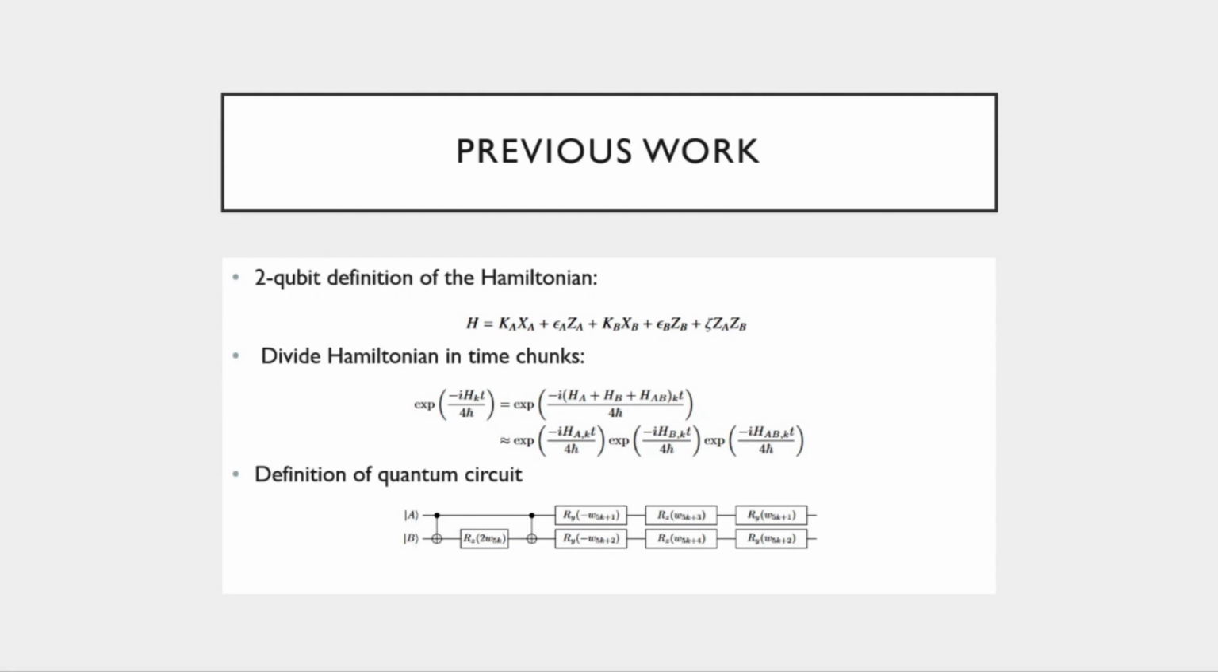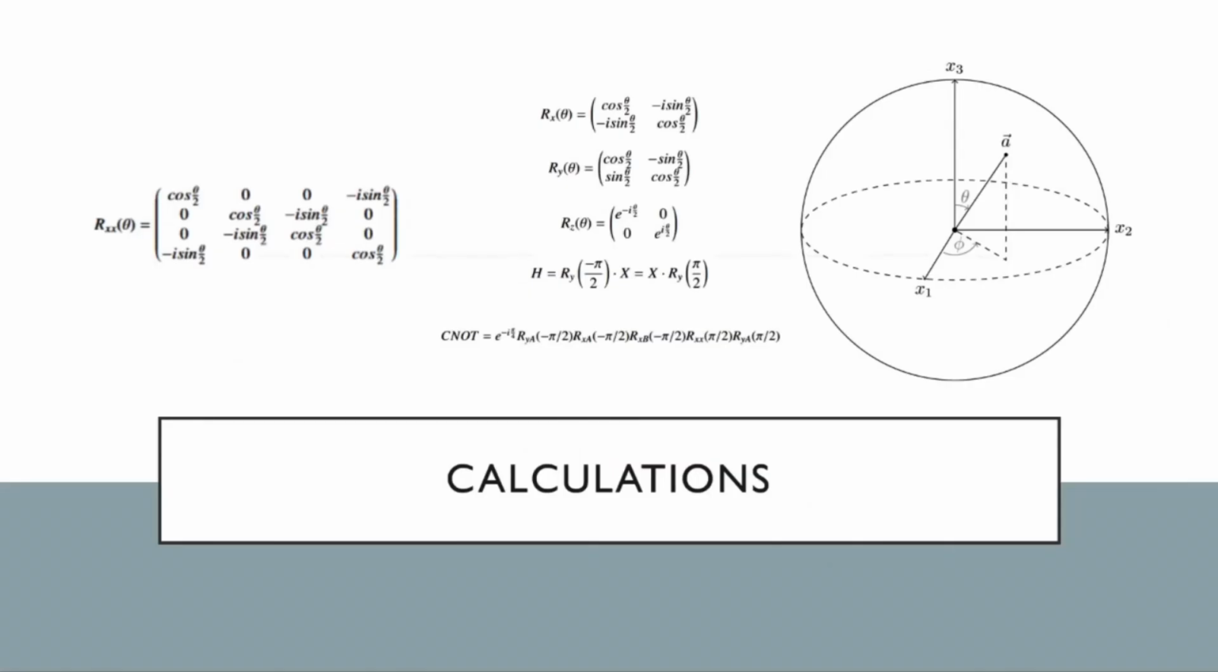Well, what we've been working on for this project is a backwards version of this. So we start by defining a quantum circuit, and then we find our time chunks, and then we find a Hamiltonian. Okay, so how do we come up with these quantum circuits?